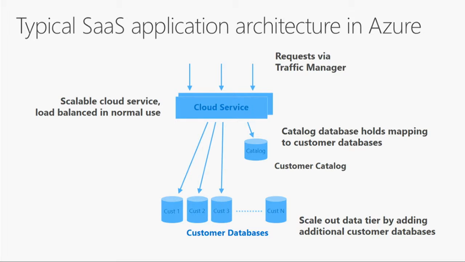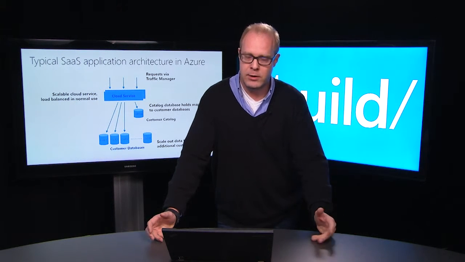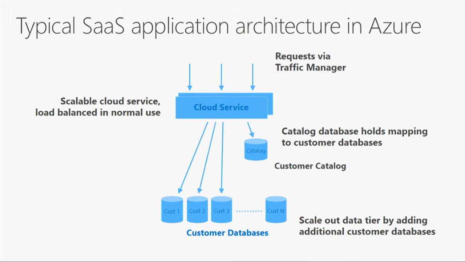Having set this context, let's take a step back and look at some of the moving parts for a typical SaaS application in Azure. And the demo SaaS application that I showed initially is following exactly that architectural blueprint. So starting at the top, requests typically come through Azure Traffic Manager, and then they're routed to, let's say, a cloud service instance, a cloud service role that can be very scalable and load balanced. You can use auto-scale on that.